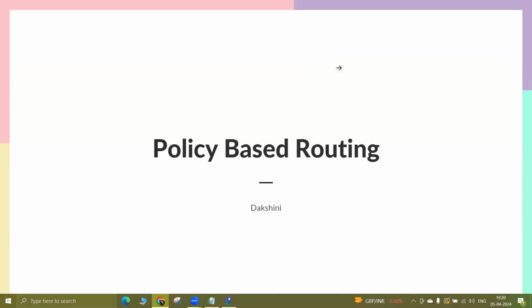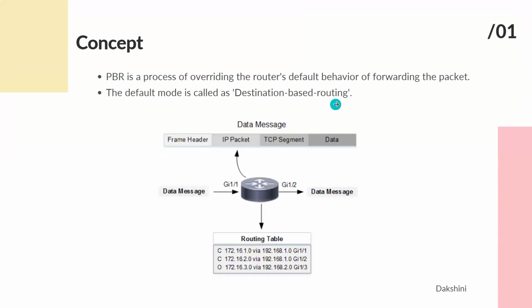So let's talk about policy-based routing. Policy-based routing is a process of overriding the router's default behavior of forwarding the packets. The default behavior is destination-based routing. So first, let's understand what destination-based routing is.